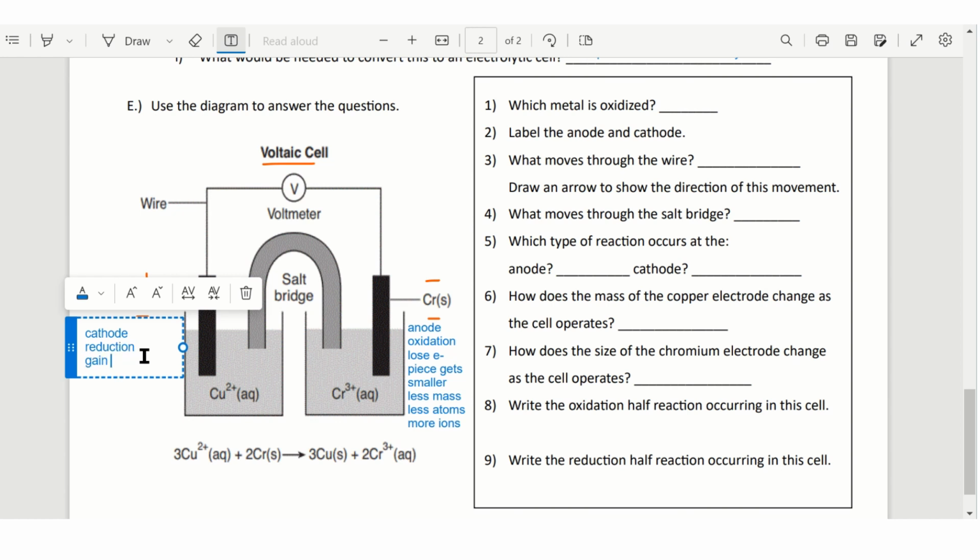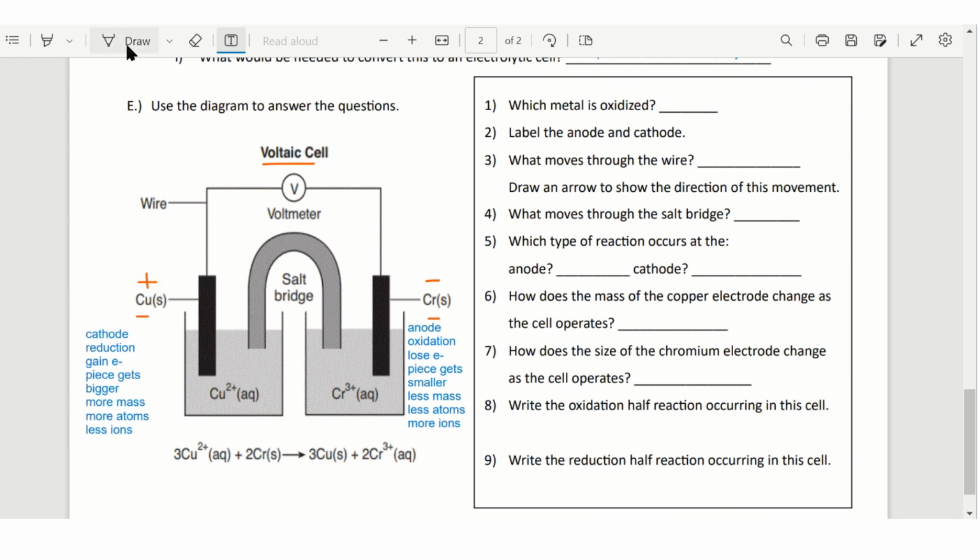Reduction means gain electrons, right? When you gain electrons, the piece gets bigger. When it gets bigger, that means more mass, more atoms, and less ions. So the ions come out of solution, right? And now we have atoms. So how do you remember that? Remember fat cat, the cathode gets bigger, right?